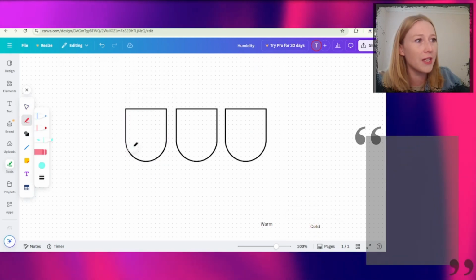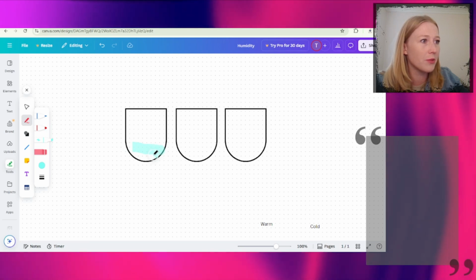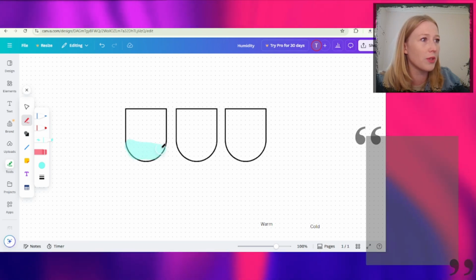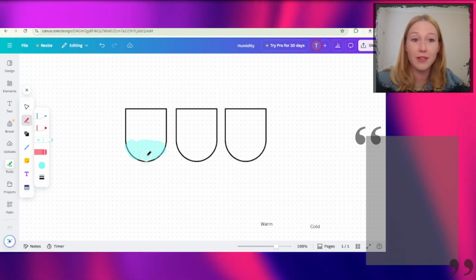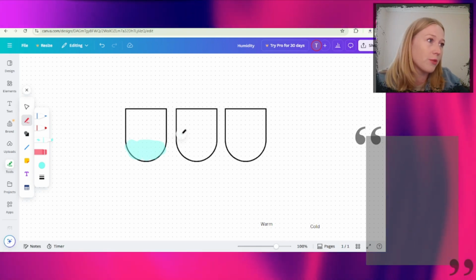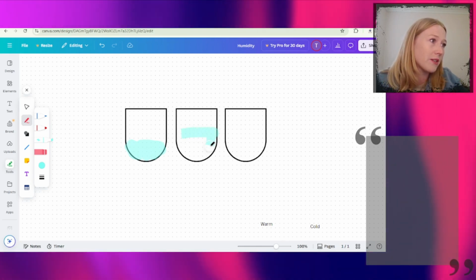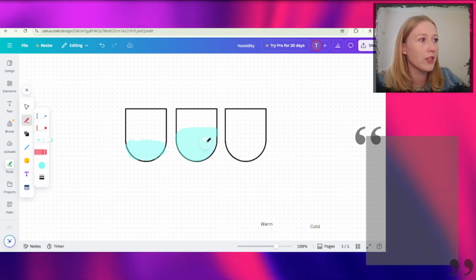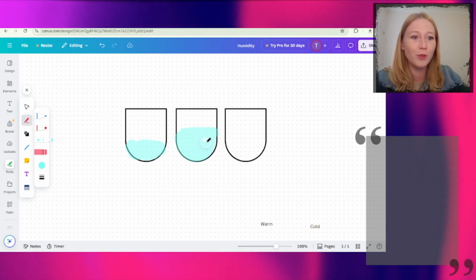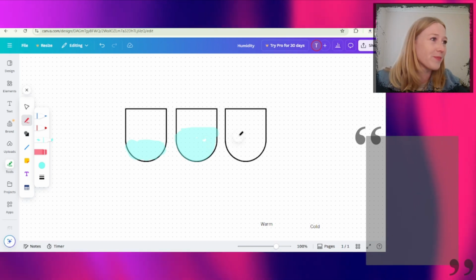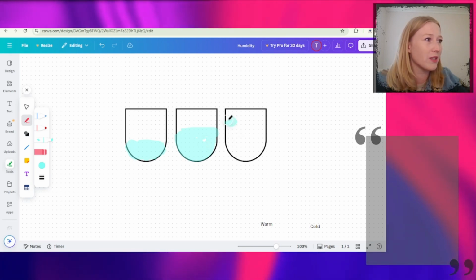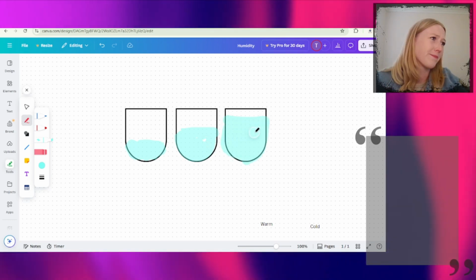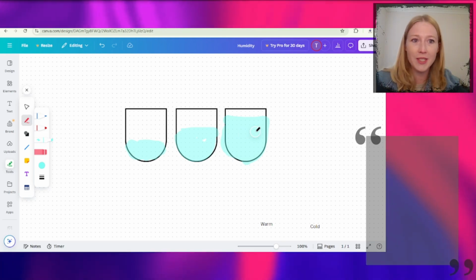Okay, if I fill the glass up to here, we can maybe call this a third. Let's say about 30%. If I fill the glass up to here, philosophical question, is it half empty or half full? Either way, it's 50%. And let's fill one to about here. There we go. Let's call that about 80% full.